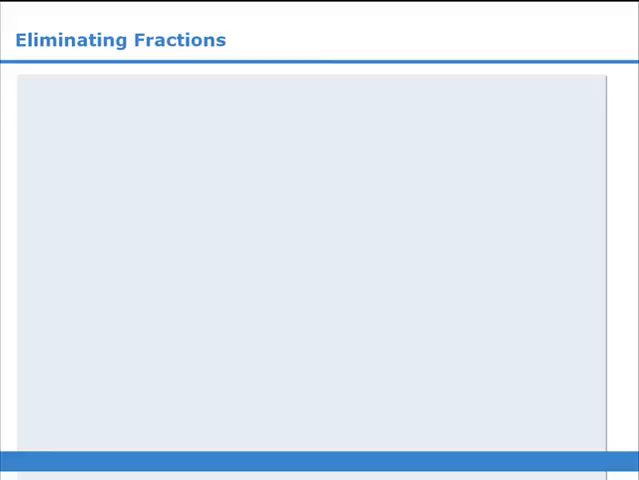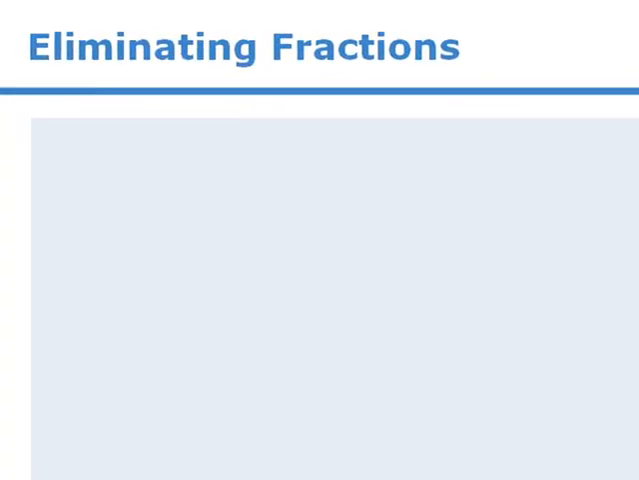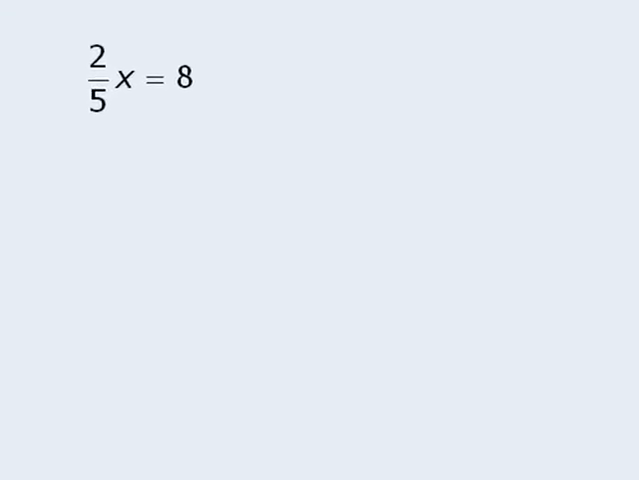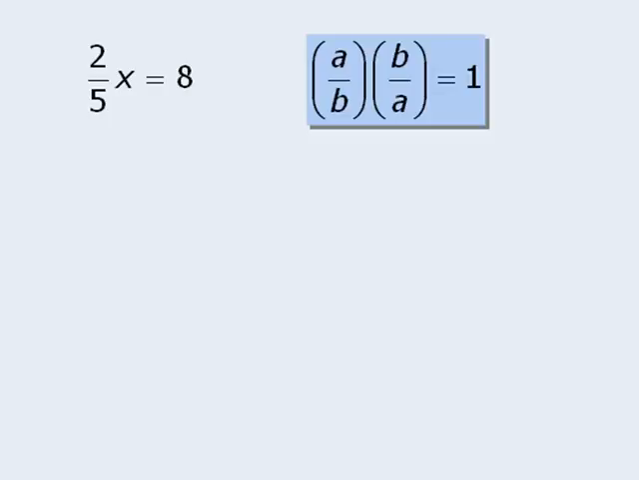In this lesson, we will examine some techniques for solving equations involving fractions. Let's begin with this question. To solve this equation, we will use the fact that when we multiply a fraction by its reciprocal, the product is 1. So if we take our equation here and multiply the left-hand side by 5 over 2, we have 5 over 2 times 2 over 5, which equals 1.